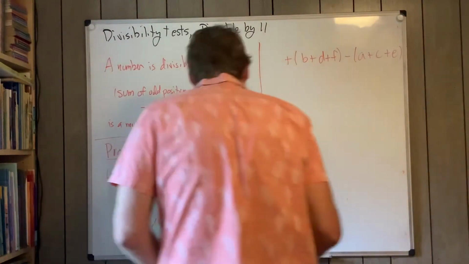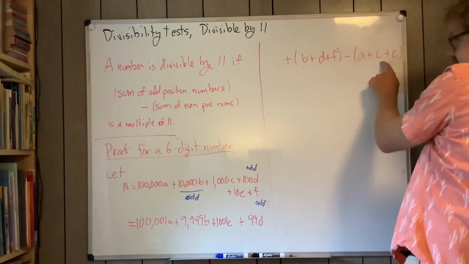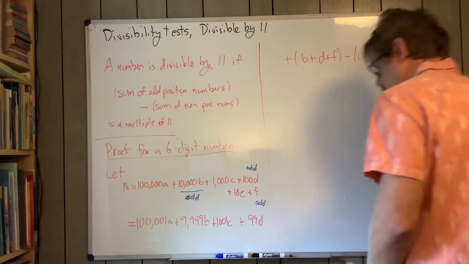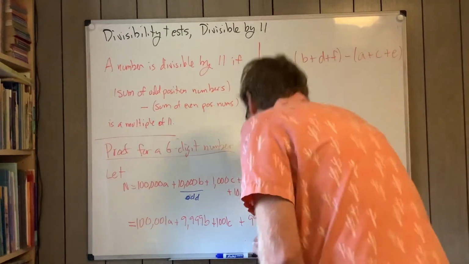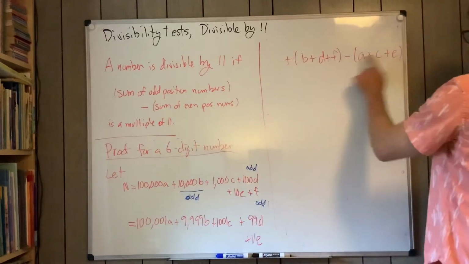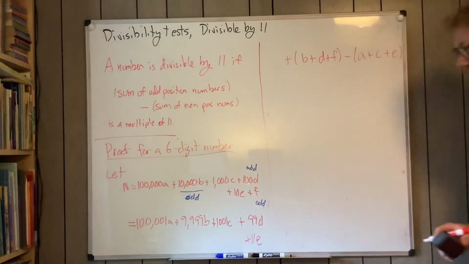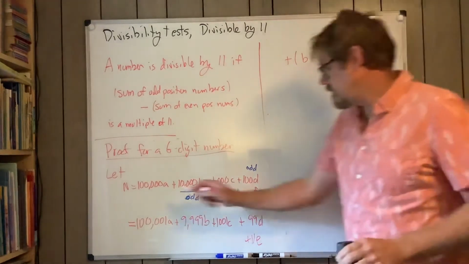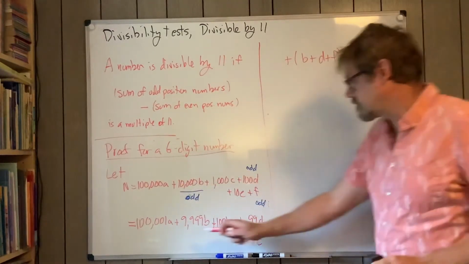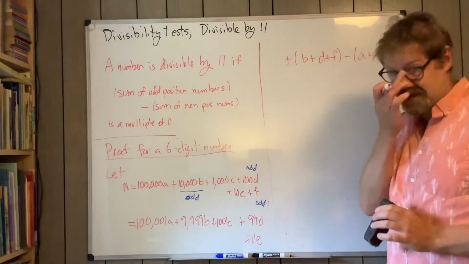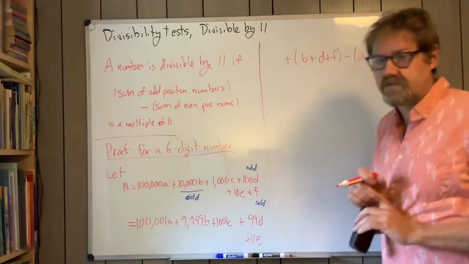1001 C minus C is 1000 C. And then I have 11E. 11E minus E gives me 10E. Okay. So N, instead of writing it like this, I'm going to write it like that. Okay, so that's the first part.